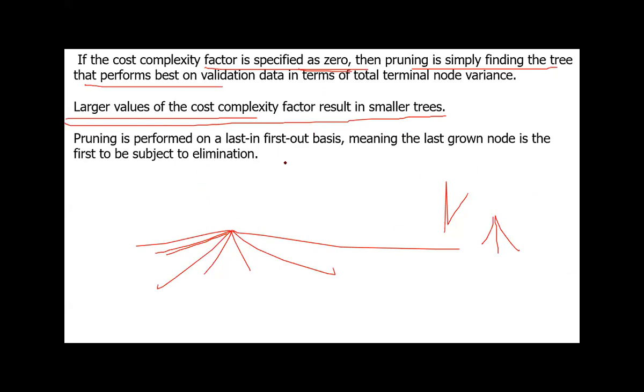Pruning is performed on a last in, first out basis, LIFO. Last in, first out. This is called a stack. Hope you understood, my dear friends. It means the last grown node is the first to be subjected to elimination. This is called pruning.